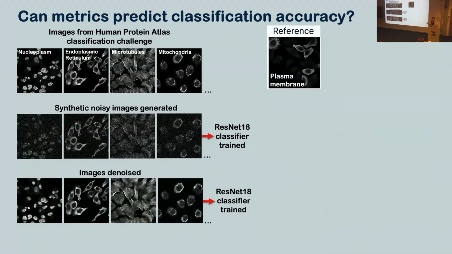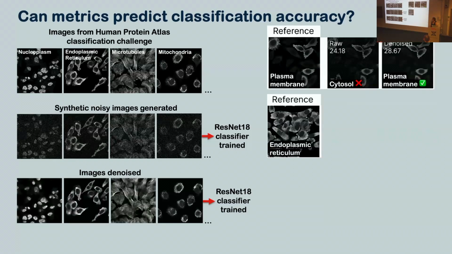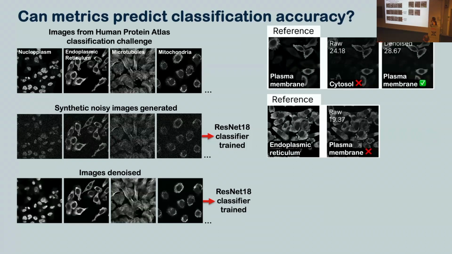So what we want to happen is something like this. If our reference image is this, it's an image of the plasma membrane. In your noisy data, it might wrongly classify it. It might think it's the cytosol. And after denoising, it might get it right and say it's plasma membrane. These are all real examples. However, what we also saw was this example. Our reference image we know is endoplasmic reticulum. Once you add some noise, it gets confused. It thinks it's plasma membrane.